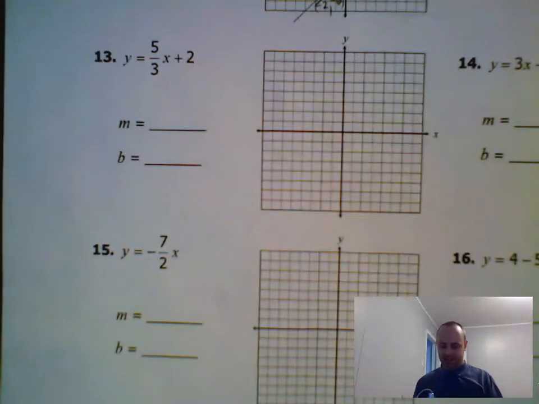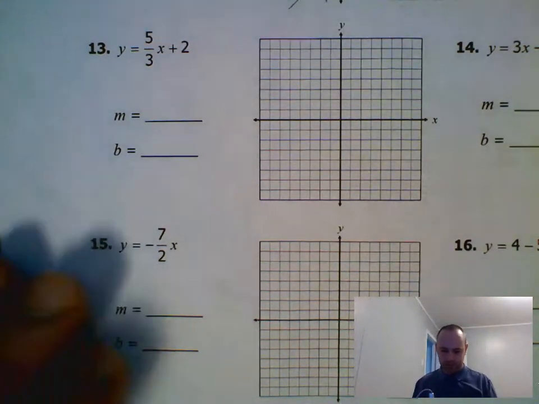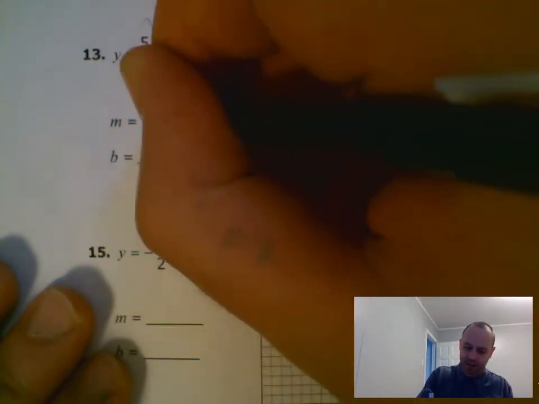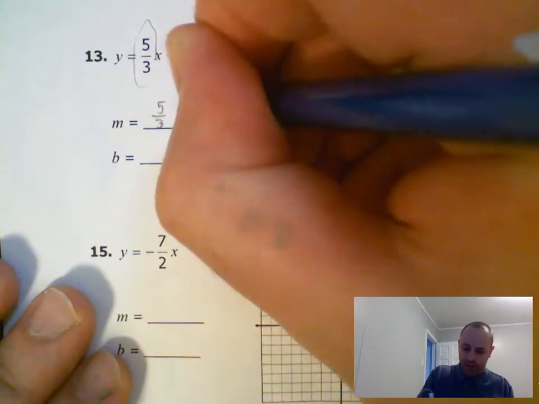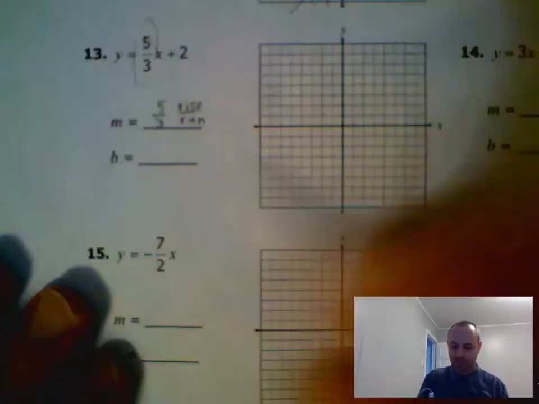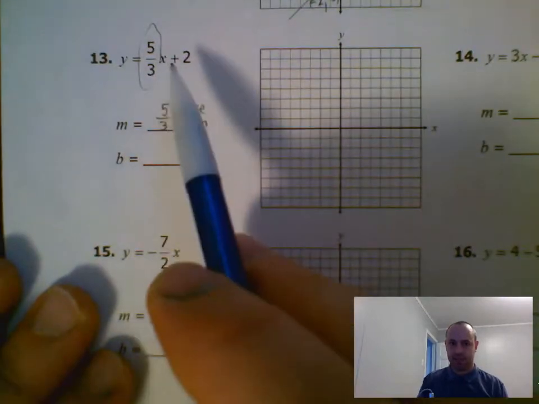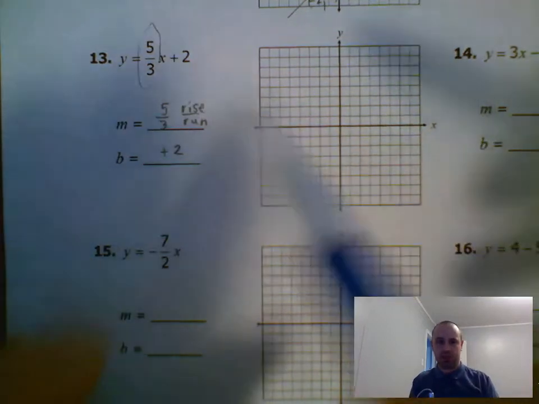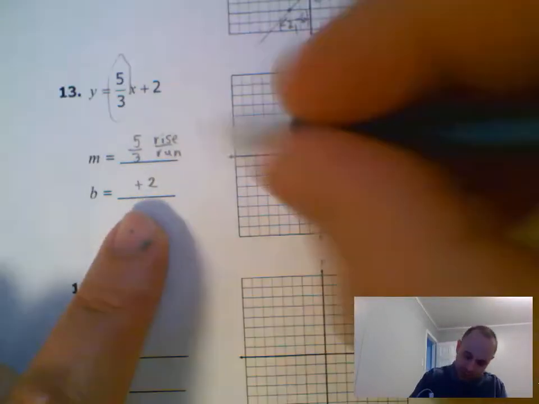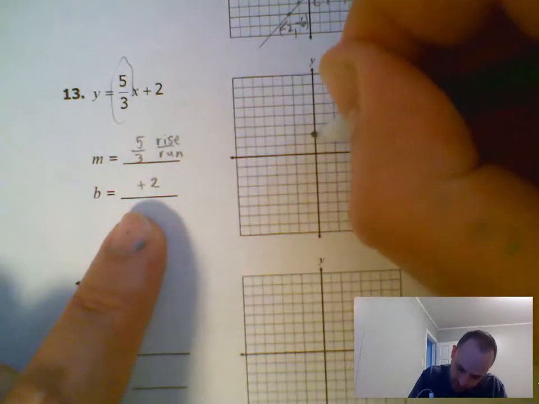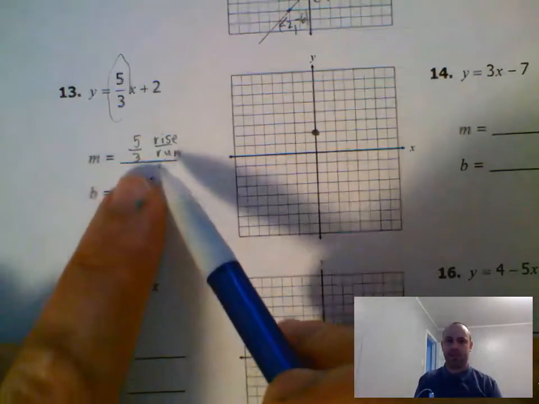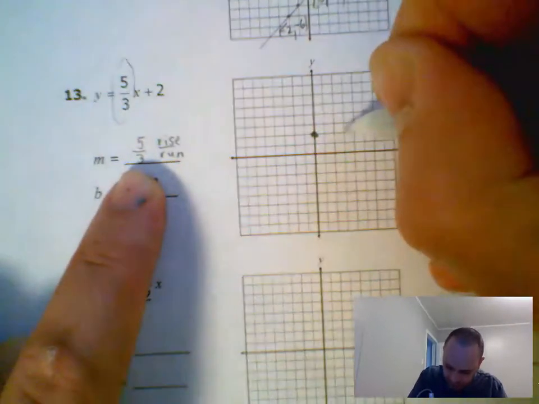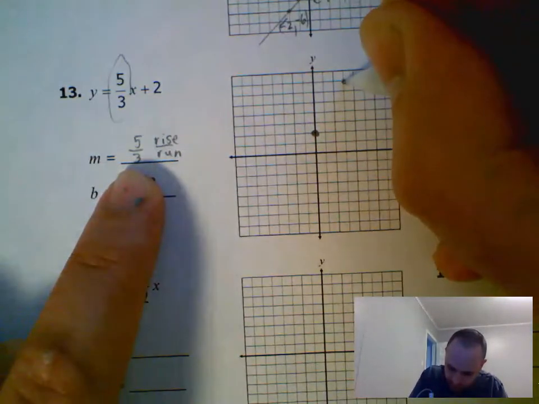13 has a fraction, so let's look at 13 together. Our slope is the number that comes right here, so that's 5/3. Remember, that means your rise over your run. Our b is the +2. That's where the line crosses the y-axis. So it crosses here at 1, 2. Okay. And then every time I run 3, so 1, 2, 3, I have to rise 5. 1, 2, 3, 4, 5.